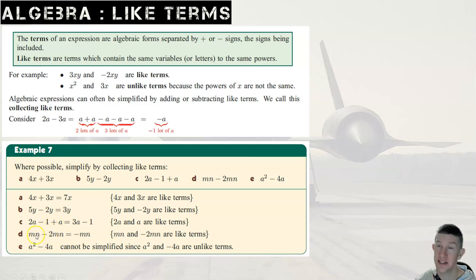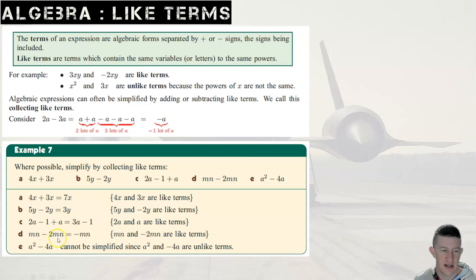Here we have our like terms again. That's an mn and an mn. So we had 1 of it. We subtract 2 of it. Why did we get negative mn? That makes sense, right? Plus 1, minus 2, you go 0, negative 1.